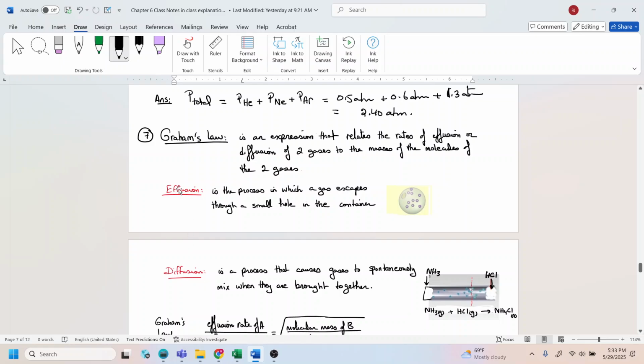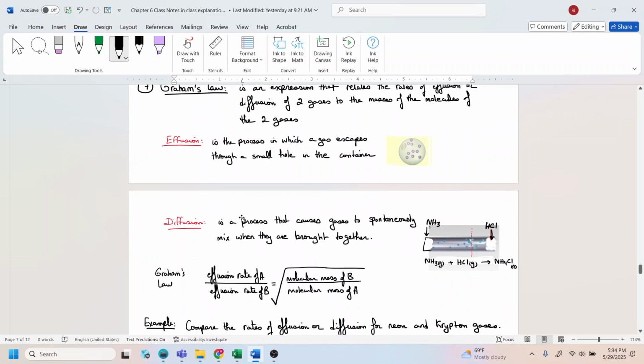So effusion, what is that? It is the process in which a gas escapes through a small hole in a container. If you have a container with a small hole in it, the gas is going to escape slowly. This is called effusion. Diffusion is the process that causes gases to spontaneously mix when they are brought together.